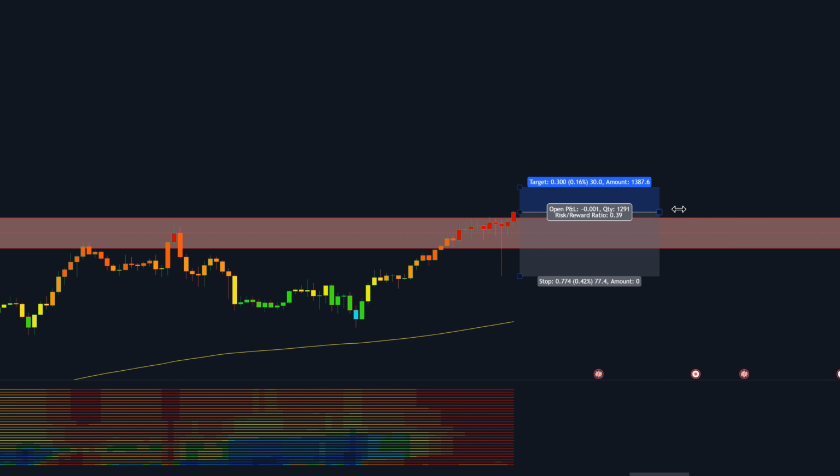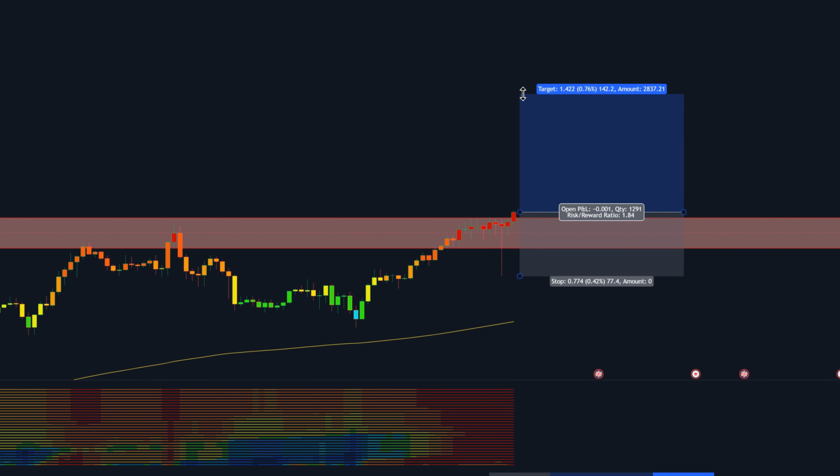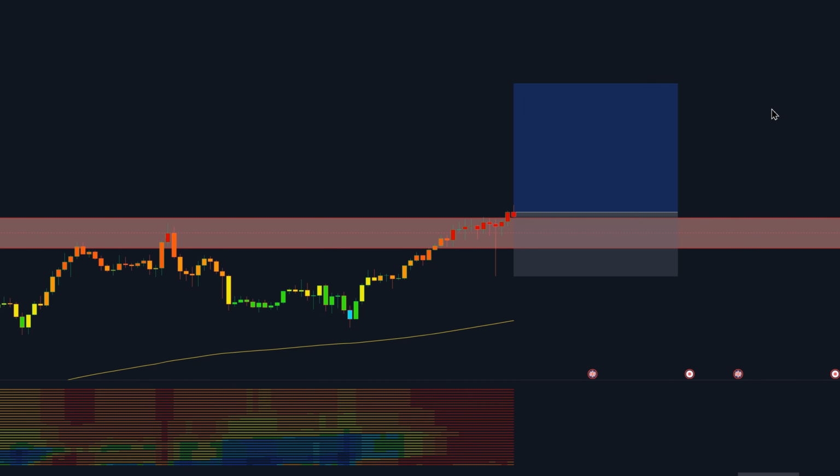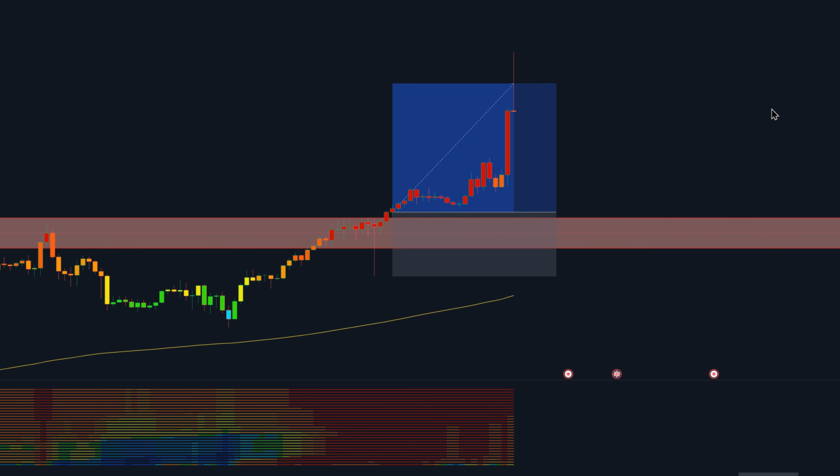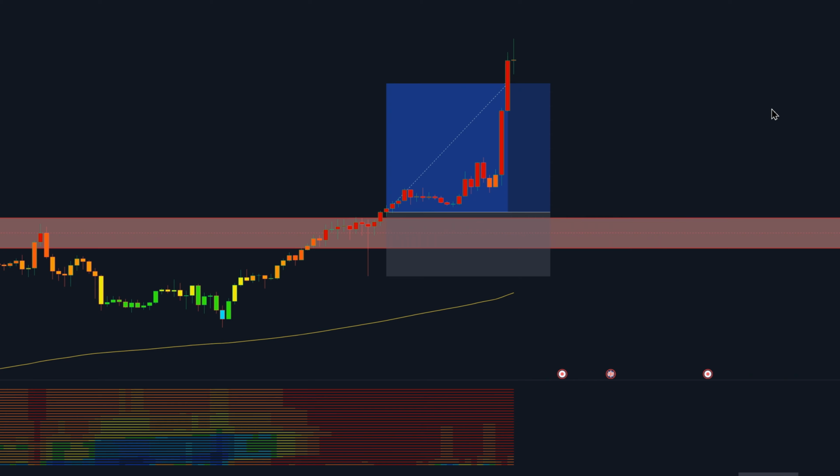And then for the take profit, we're going to target a risk-reward ratio of 1 to 2. We let the trade run, and as you can see, it was profitable. Of course, to take a short position, we're gonna do the opposite of everything we just did for this long position. Let me show you.